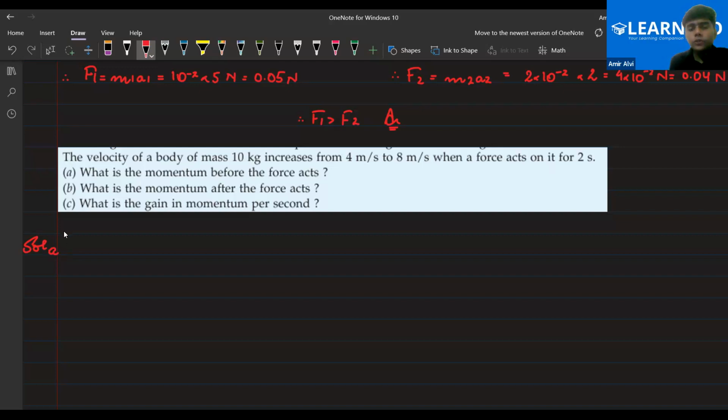A part. So the question is, first of all, before starting, let's write the given data. The question is saying that the mass of the body is 10 kg, so 10 kg. And the velocity increases from 4 meter per second to 8 meter per second when a force acts on it for 2 seconds. It means that u, the initial velocity with which the object was moving, was 4 meter per second, and v was 8 meter per second. Time taken would be 2 seconds, right?